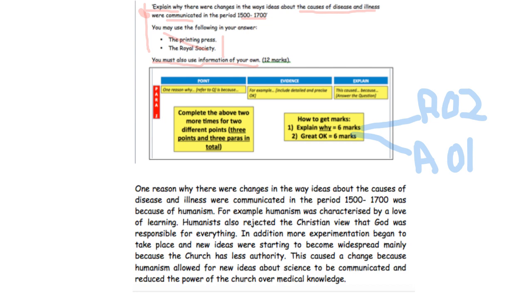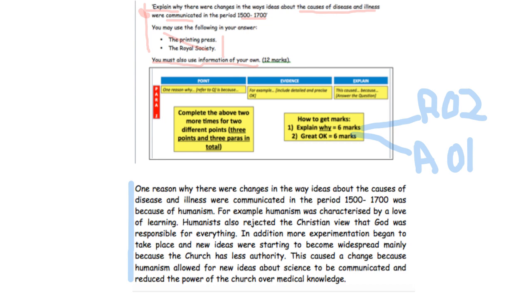It's quite a mouthful. Okay, so it's not looking about changes in causes of disease and illness. It's looking about the communication of those ideas. And I think that's what makes it hard, okay? And I would agree with the bullet points given. I think the printing press would be a great PEE paragraph, and the Royal Society would be a great PEE paragraph. And we've written about those in today's lesson, so you can use that information. And I think this third paragraph would be tricky for most people to get. Okay, so that's why I've done it for you.